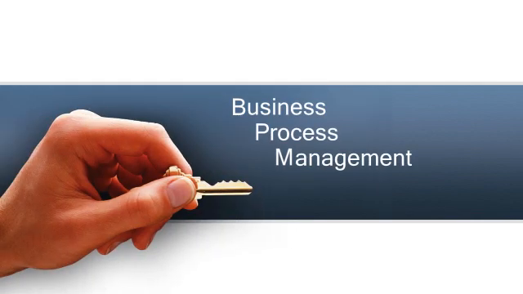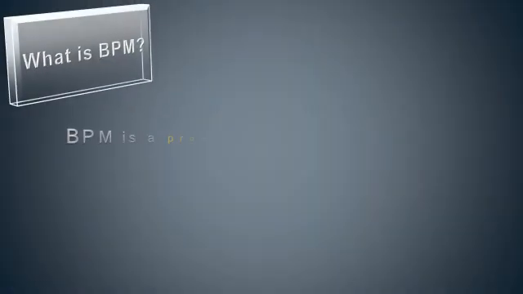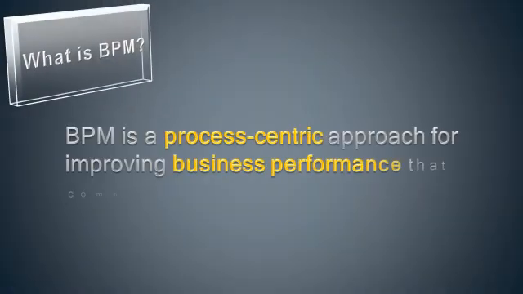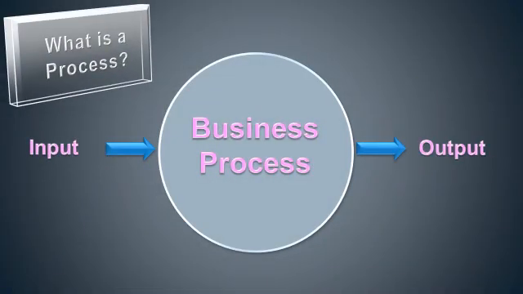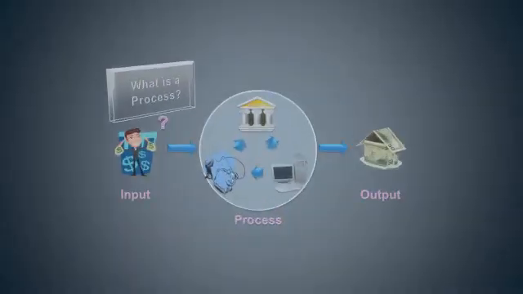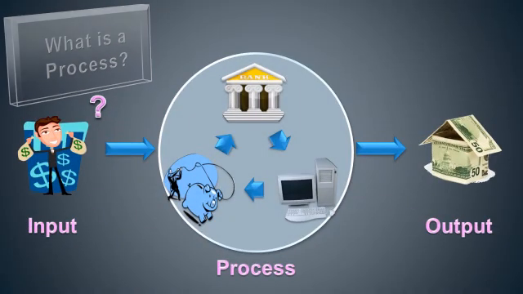Business Process Management. Business process management is a process-centric approach for improving business performance. It combines information technology with governance methodologies. So what is a business process exactly? A business process is essentially a standardized way to convert a set of inputs into a desired output that a customer would find valuable. An example would be a loan application at a bank.